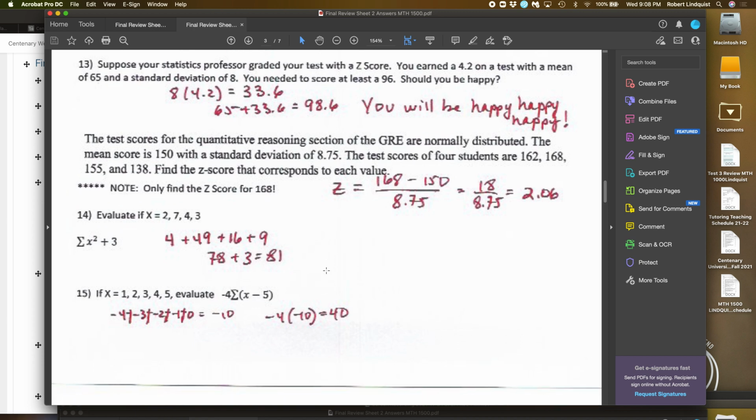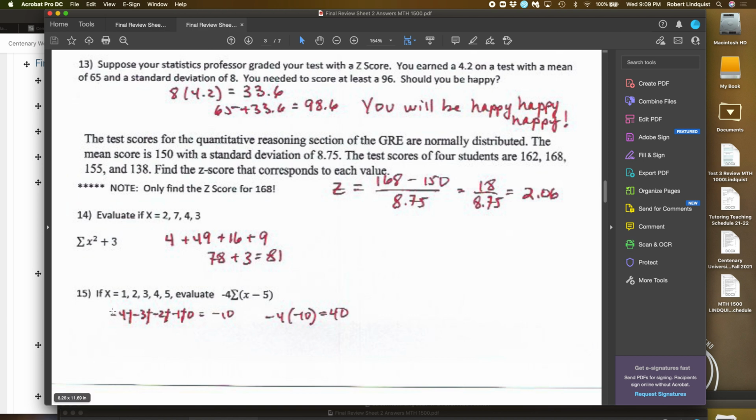Number 14. Evaluate if x is 2, 7, 4, and 3. The sum of the squares of x plus 3. So 2 squared is 4, 7 squared is 49, 4 squared is 16, 3 squared is 9. Add those all up, you get 78. So you're doing this, the sum of x squareds. In order to add the 3 first, it would have to be inside of a parenthesis. Since it's not, we only square the x's. That gives me 78, and then I add the 3. That gets me 81.